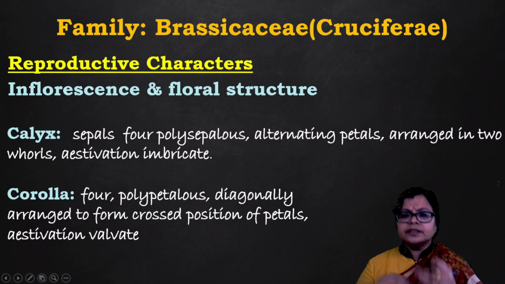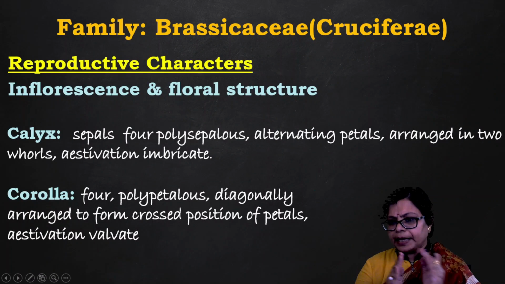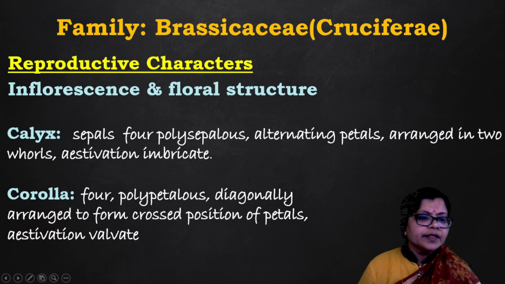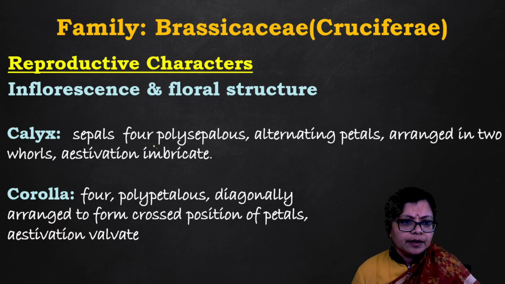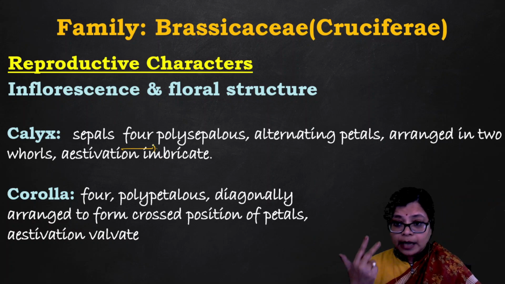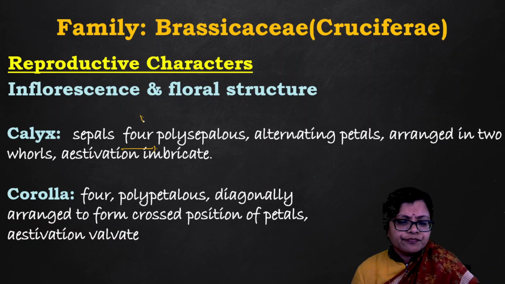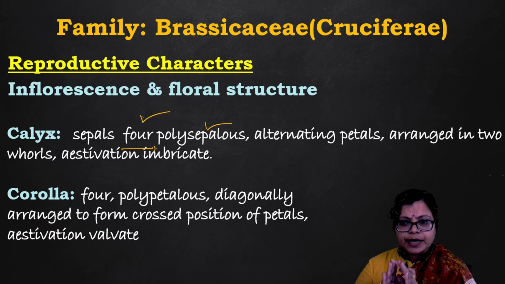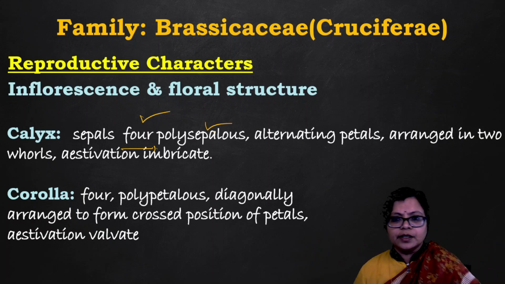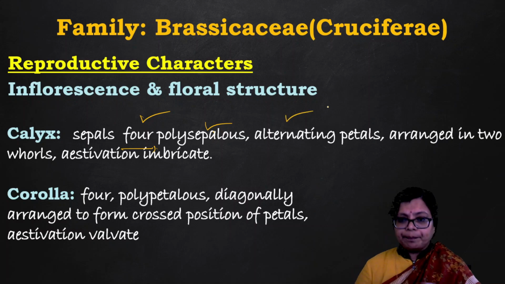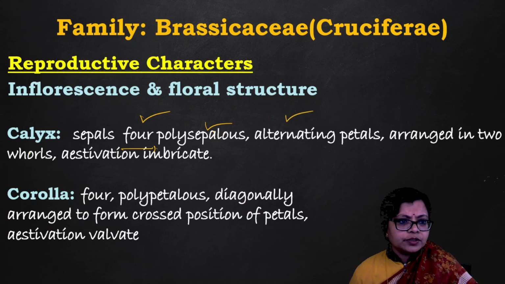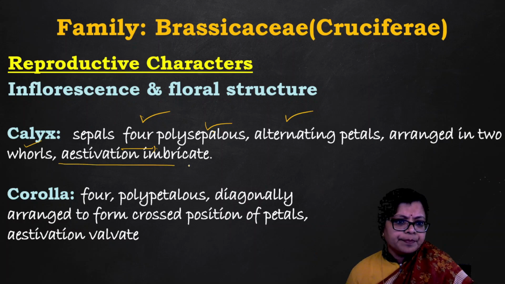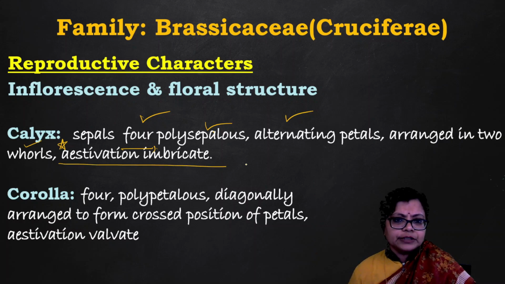Next, just the description of what I have explained showing the diagram. Calyx, sepals how many? 4. Could you remember I told either di or tetramerous? So the sepals 4, that means tetramerous, mostly tetramerous. Polysepalous, that means the sepals are not united, they are free from each other, alternating with the petals, arranged in 2 whorls. Estivation imbricate, a very important point to be remembered.